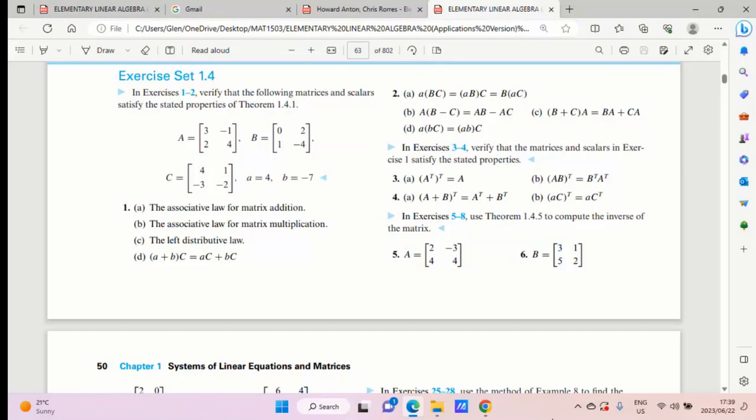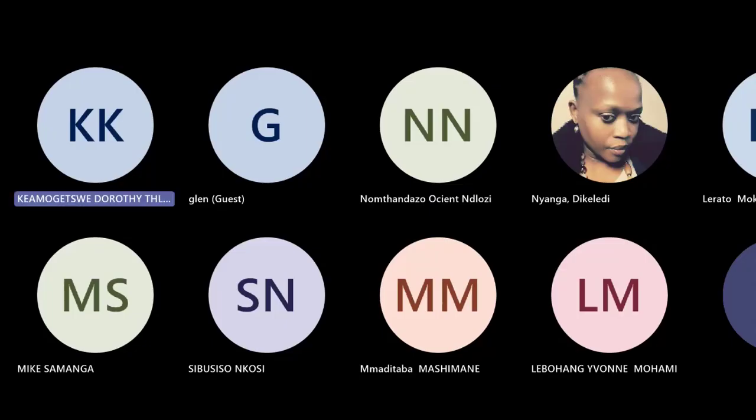Hello, sir. Yes, Tando. Okay, my left-hand side is not equal to my right-hand side. So my answer was that the following matrices do not satisfy the stated properties of Theorem 1.41. That was my answer. So there seems to be an agreement that the left-hand side is equal to the right-hand side.